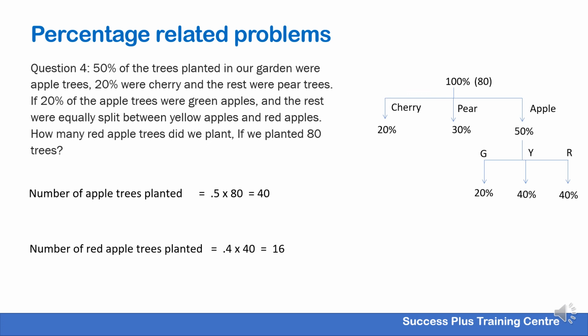Don't forget to check your answers. So 16 red apple trees is less than 40 total apple trees, which is less than 80 total trees. So the answers seem to be correct.